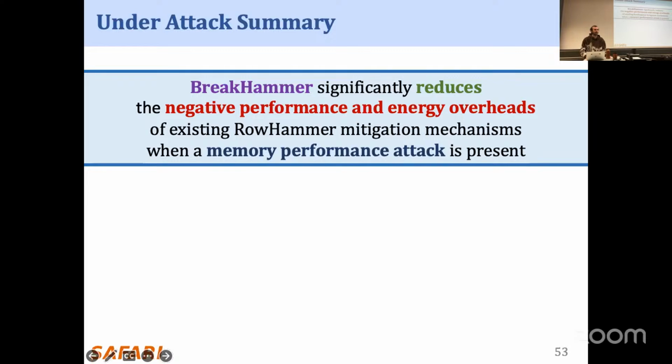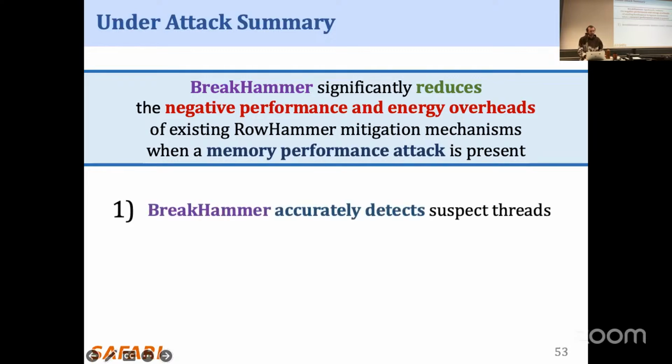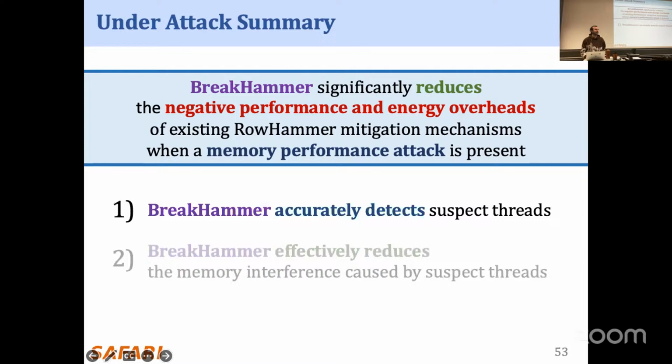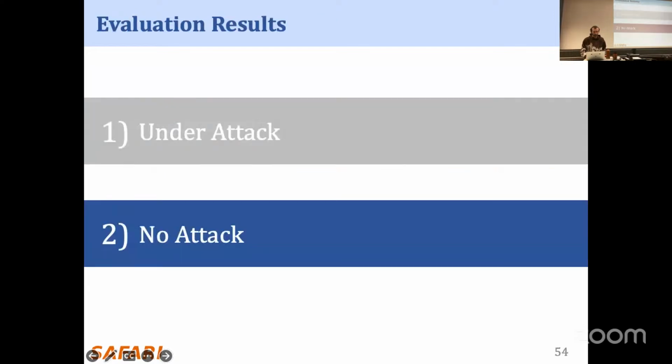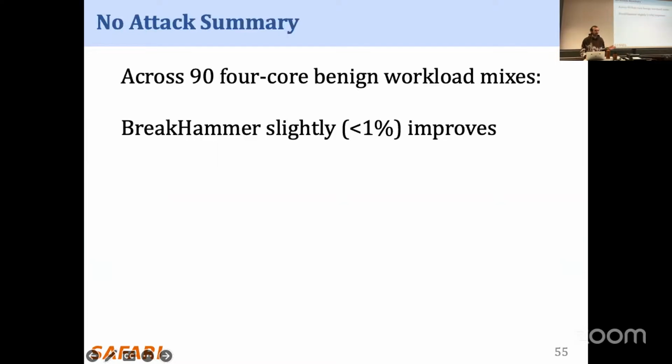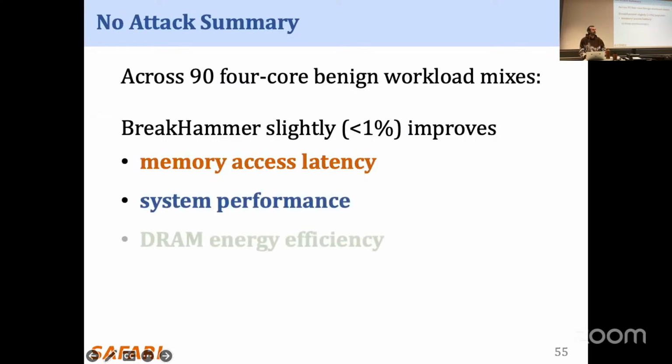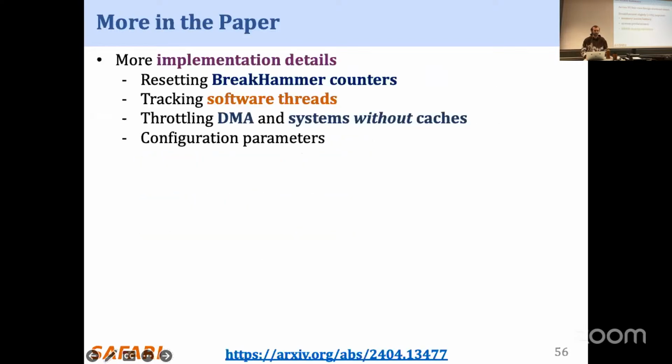We attribute these gains to 2 aspects. First, BreakHammer accurately detects suspect threads, and second, BreakHammer effectively reduces the memory interference caused by suspect threads in the memory hierarchy. I'll now summarize our no-attack results, but we have more detailed results on these in the paper. Across 94 core benign workloads, even though it's not BreakHammer's goal to improve benign system performance, we observe that BreakHammer slightly improves memory access latency, system performance, and DRAM energy efficiency.